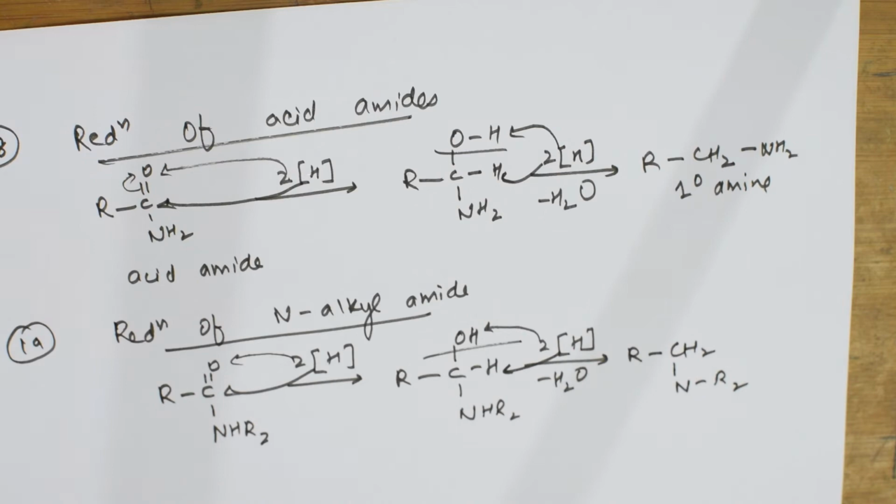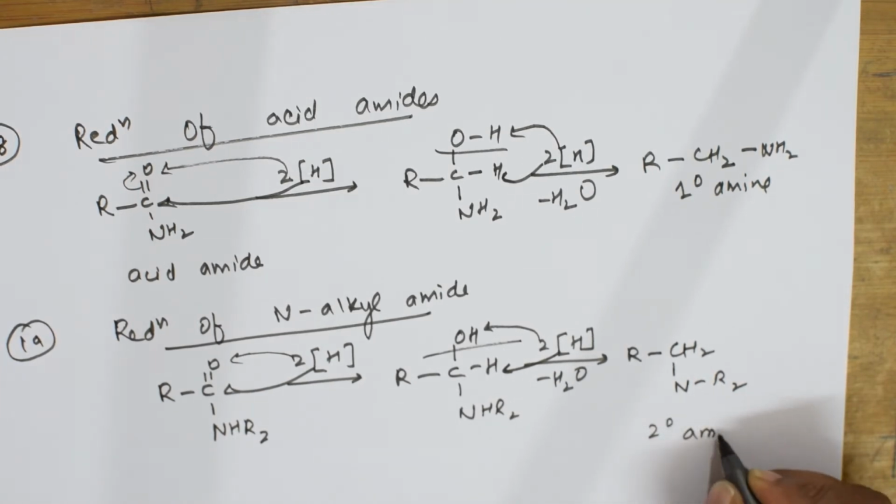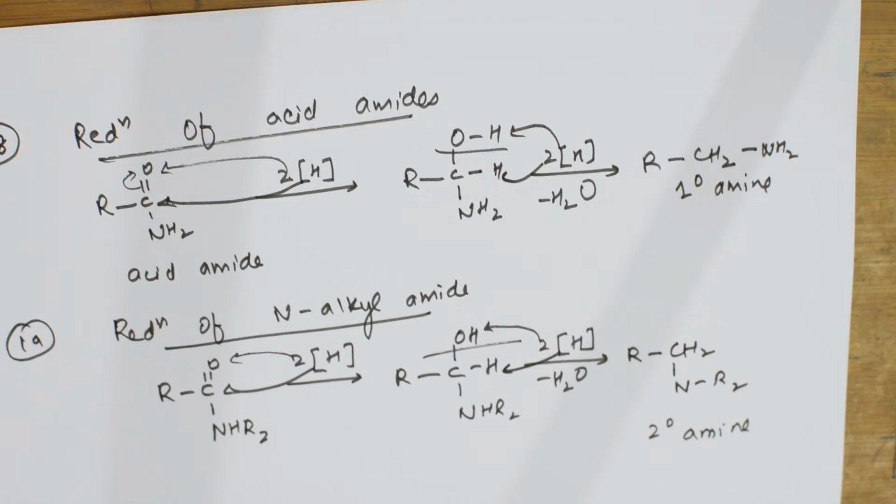Because there are 2 alkyl groups here, 2 plus 1, 3 alkyl groups here, we call this as primary amine and we call this as secondary amine. Right, students? Right. So this is called secondary amine. Right. So let's come back and do the next one. Primary amine is over, secondary amine is over.